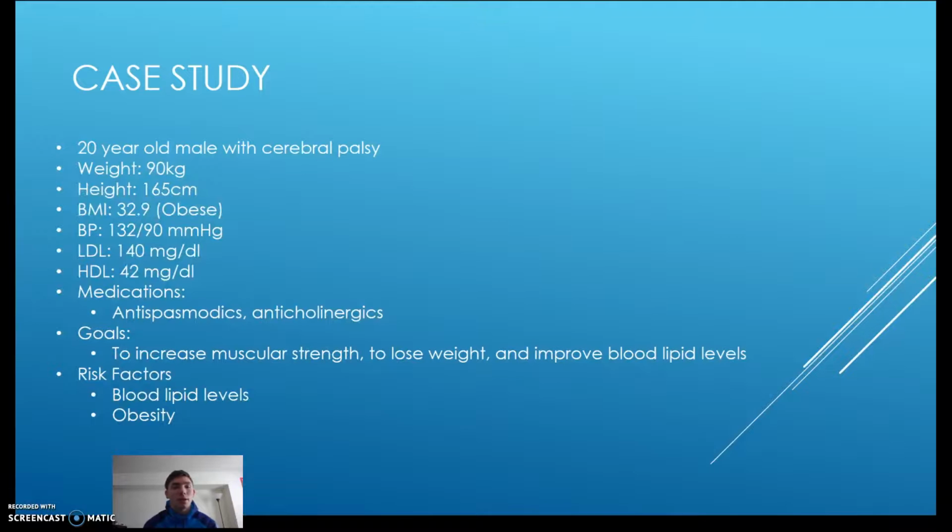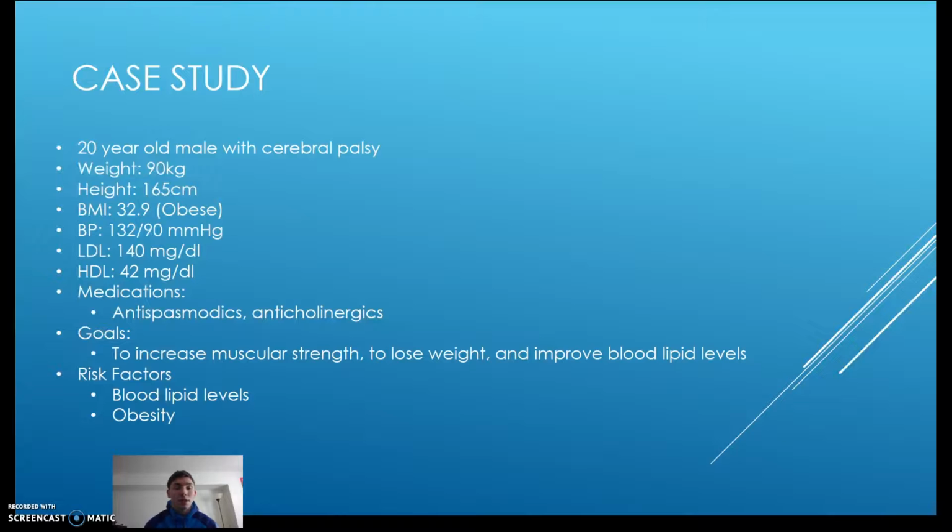So looking at our case study that I presented here for you guys today, we have a 20-year-old male with cerebral palsy, 90 kilograms, 165 centimeters in height, BMI of 32.9, blood pressure of 132/90, LDL over 140. A couple of medications that this person has taken are antispasmodics and anticholinergics. And the goal, again, is to increase muscular strength, to lose weight, and improve blood lipid levels.